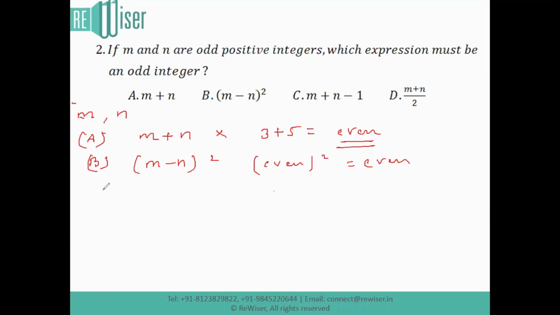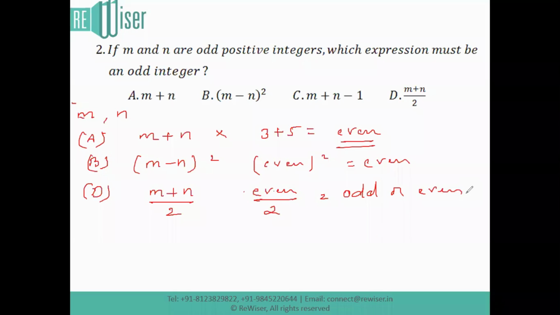So before looking at option C, let me talk about option D. Option D is (m plus n) over 2. Since m and n are odd integers, my numerator will be an even number. My denominator is 2. So any even number divided by 2 can be odd or it can also be even. For example, if my even number is 22, then 22 over 2 will give me 11. Or if my even number is 24, 24 over 2 will give me 12.